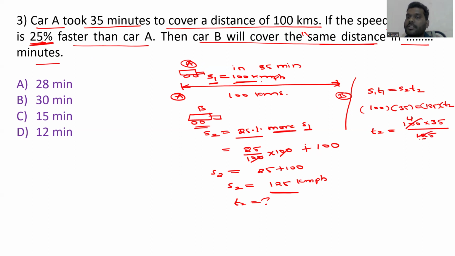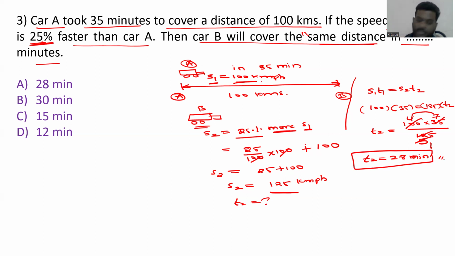25 fours are 100, 25 fives are 125, 5 ones are 5, 5 sevens are 35, 4 sevens are 28. So T2 equal to 28 minutes. I hope you are very clear with this concept. So the correct option is A. Okay. Now let's solve the last question of this session. It will be very easy for you.